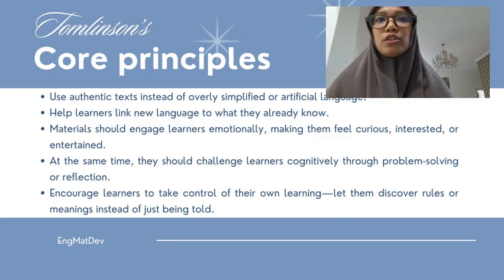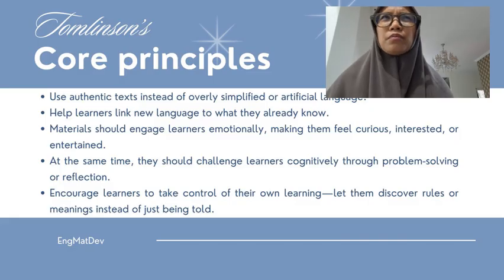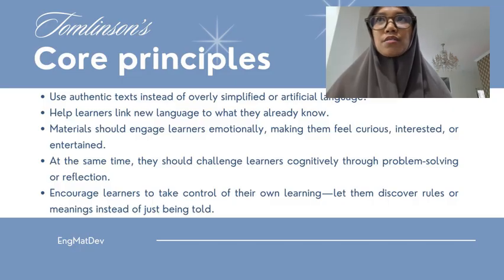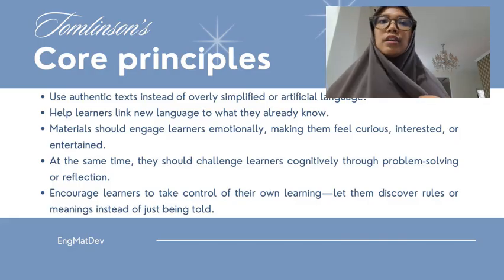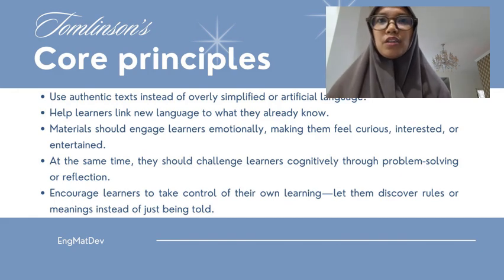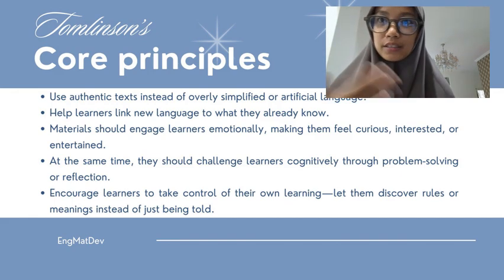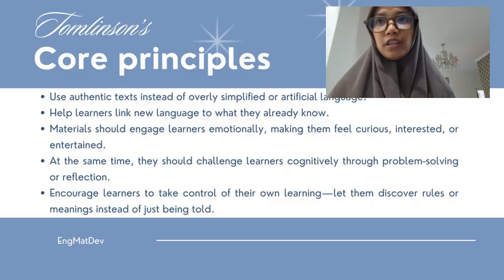And then for emotional engagement, we can teach students a lesson about environmental issues, and might use a video about pollution, so it can make students feel and reflect. And then for cognitive challenge, we can give students a mystery to solve in English, like a logic puzzle or Scrabble. And then the last one is discovery learning. Instead of saying this is the past tense, let students figure it out by analyzing a short story together.